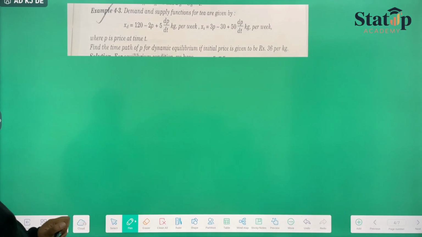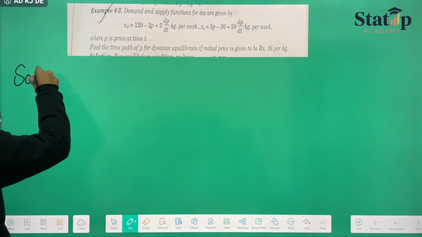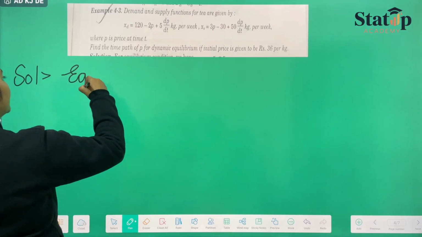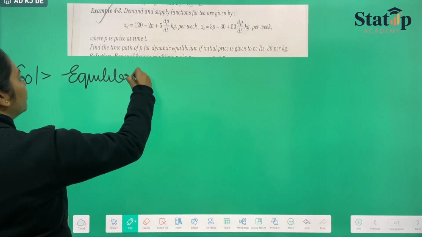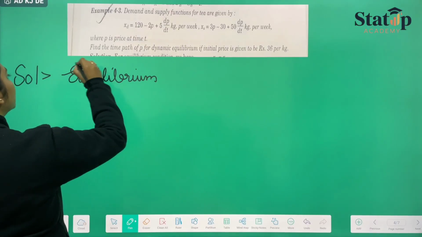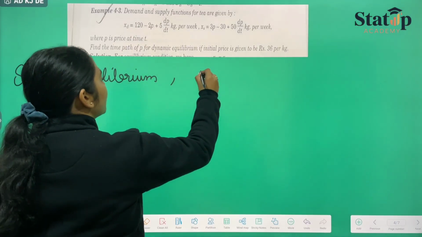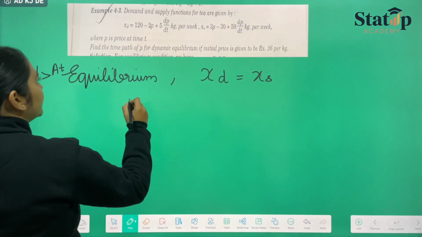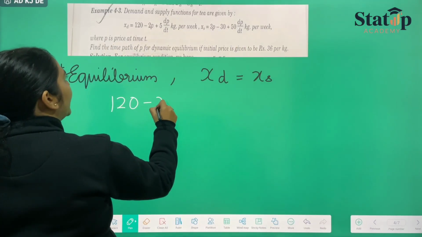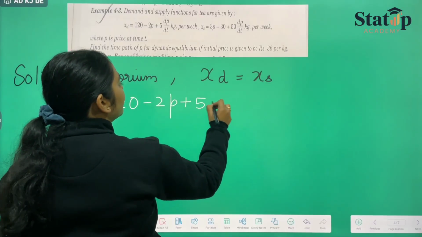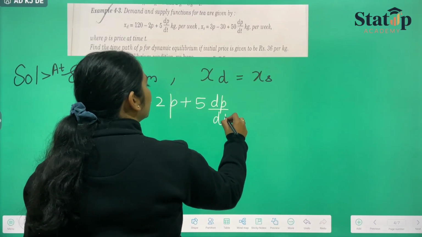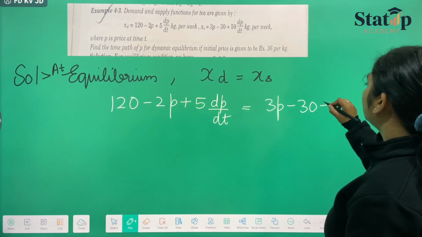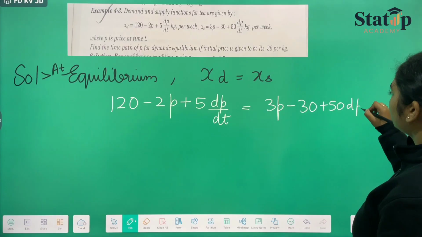So this kind of question, how do we solve them? First of all, this is equilibrium, may it be dynamic or anything. So at equilibrium, we know that demand function should be equal to supply function. So keeping them equal, 120 minus 2p plus 5 dp by dt equals 3p minus 30 plus 50 dp by dt.